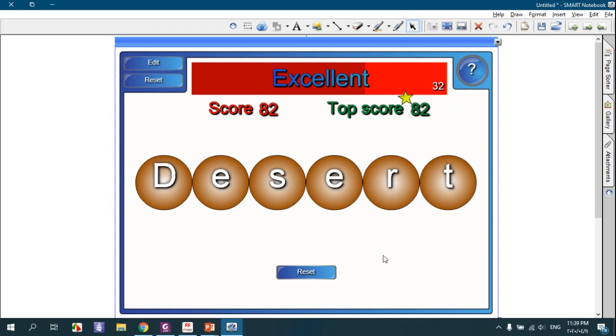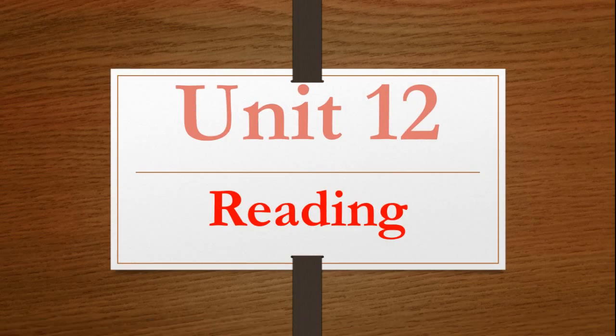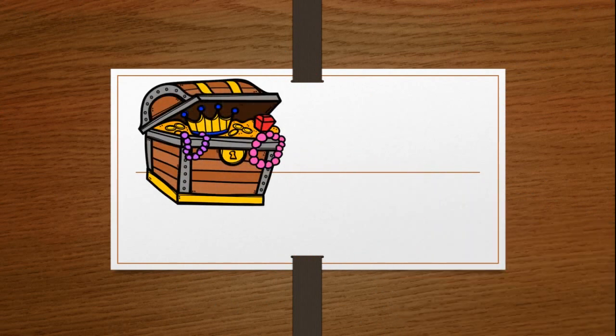I hear someone says yes. Great, yes. Here we can find desert in Saudi Arabia. Now, let's get started with our new vocab. Okay, our first word. Let's look here. What's this?